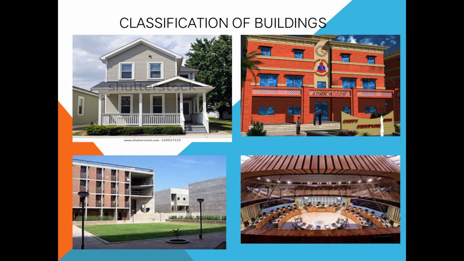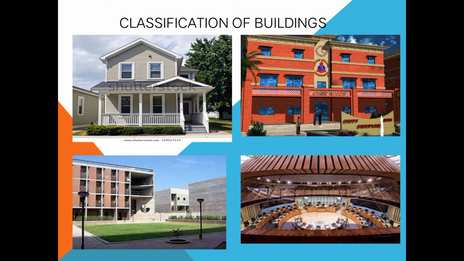The next picture, that is Group C, is the institutional buildings. The institutional buildings include hospital buildings, then custodial institutions, and even home care for infants. All these fall under institutional building. Even the old age houses for the aged people.